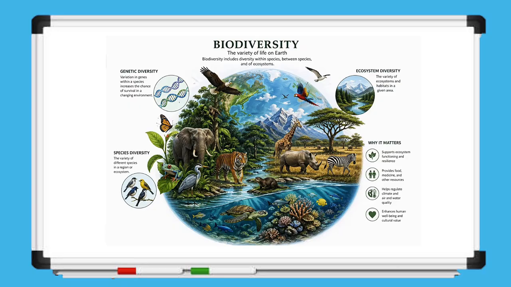The diagram also shows why biodiversity is so important. It helps ecosystems function efficiently and makes them more resilient to environmental changes. Biodiversity provides humans with essential resources such as food, medicines, and raw materials. It also helps regulate the climate, maintain clean air and water, and contributes to human well-being and quality of life.